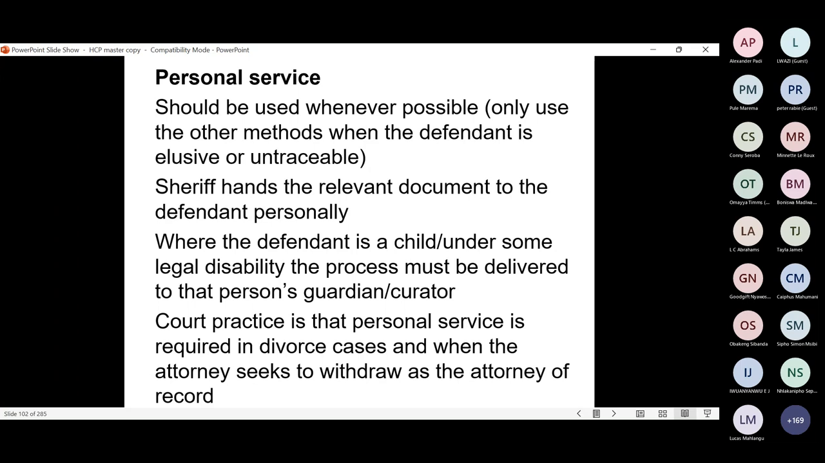Divorce matters, and any matter for that purpose where the relief that is sought in court is going to affect your status. For example, divorce, also an application for sequestration that's going to affect your status. So there must be personal service on the defendant or on the respondent in those instances, right? Now, you can't use one of the other methods.